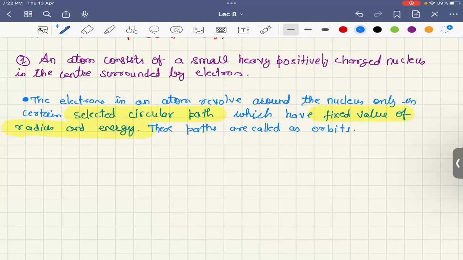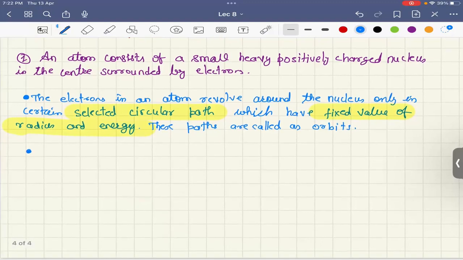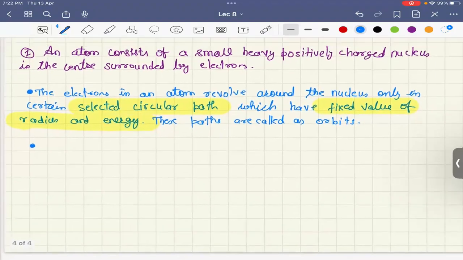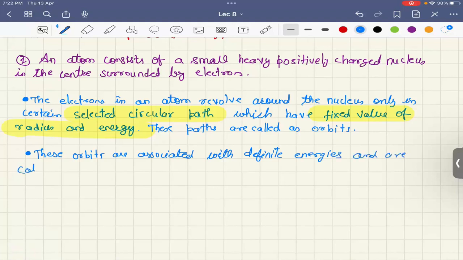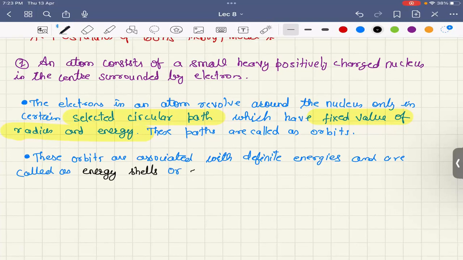So I will show you the figure, but before that, these paths are called orbits, and these orbits are associated with definite energies and are called energy shells, energy levels. And these are numbered as 1, 2, 3, 4. So in order to understand this, let me drag a picture.